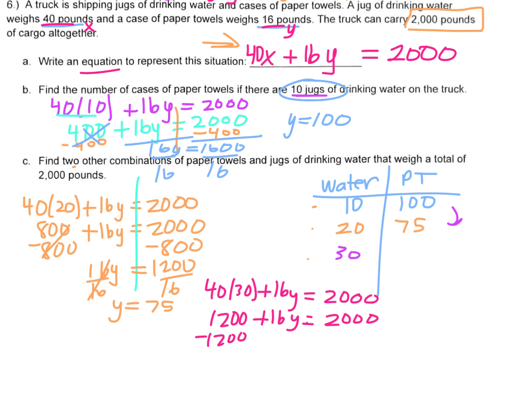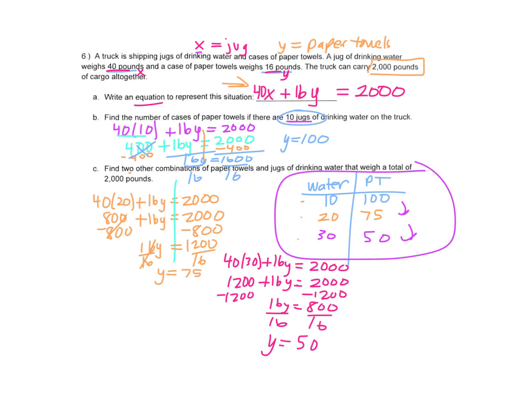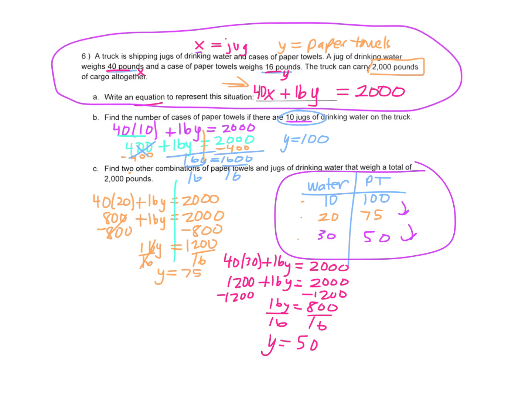Subtract 1,200 on both sides. So 16y equals 800. And then 800 divided by 16, and yep, that equals 50. Okay, so that pattern did continue. Now you could do other amounts. We could do lesser amounts and have less water and more paper towels, and we could keep going. We could extend this table and keep going that way. Okay, the big thing here is, can you take a situation, write an equation, and then use that equation?